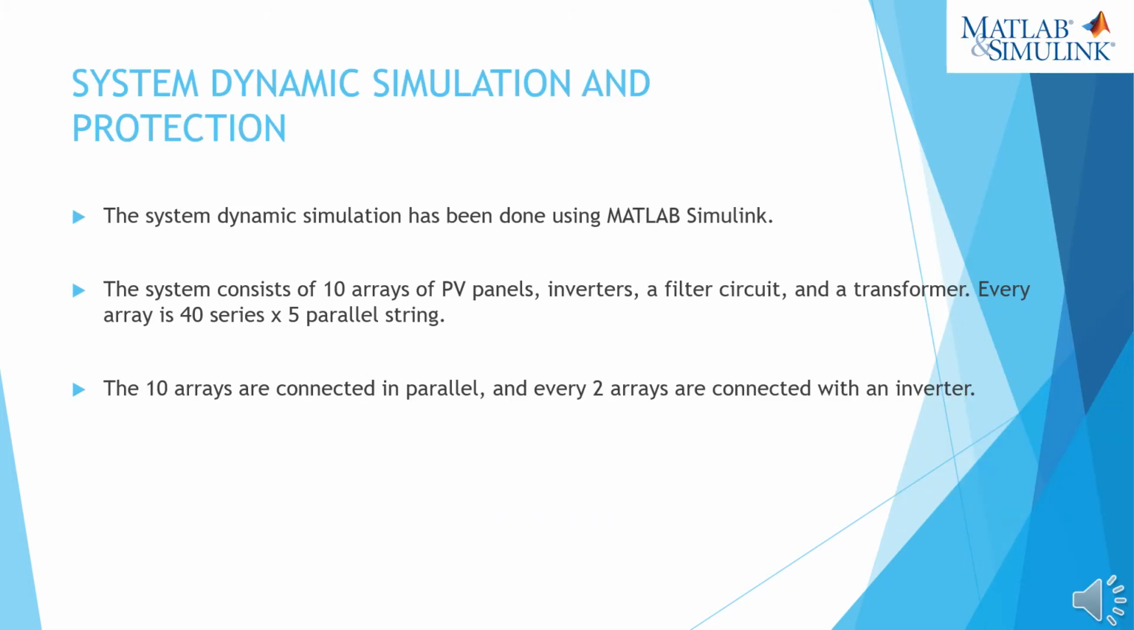Here we'll talk about system dynamic simulation and protection. Our system dynamic simulation has been done using MATLAB Simulink. Our system consists of 10 arrays of PV panels, inverters, a filter circuit, and a transformer, which will be connected to our three-phase load. Every array, as usual, consists of many strings, and every string consists of many PV panels. In our case, we have in every string 40 series PV panels and 5 parallel strings for every array. We have 10 arrays which will be connected in parallel, and every 2 arrays will be connected with an inverter.